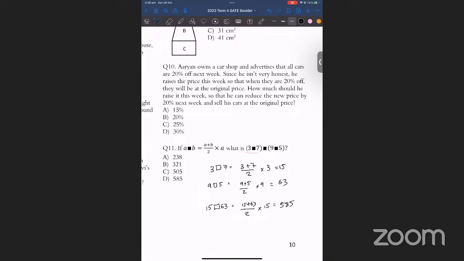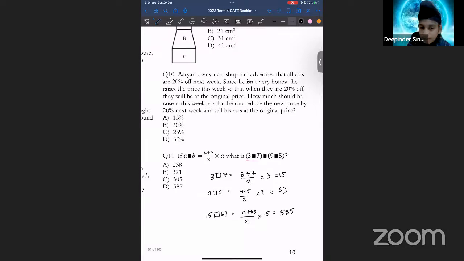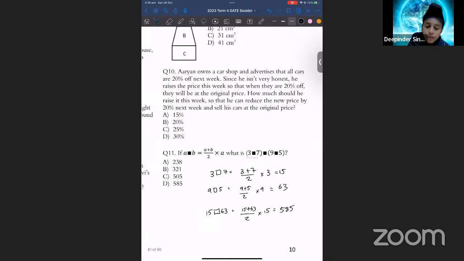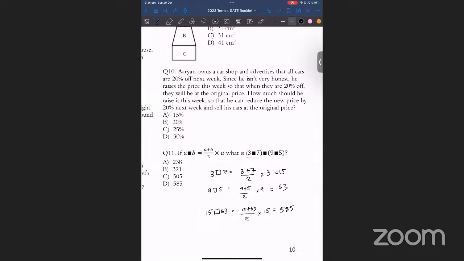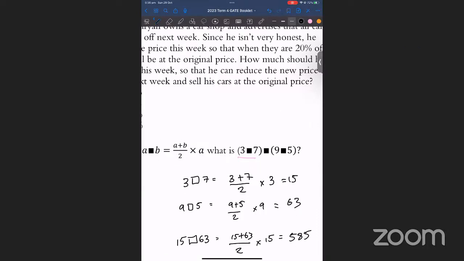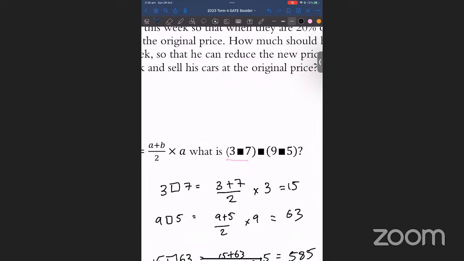All right. Question number 10. Excuse me, Melvin. Yes, Deepinder. Why do you have to do 15 box 63? Good. So do you see these brackets? When we solve it, we get 15 here, and then we get 63 here. And now that we've solved it, we still have to solve this box. So that's why it's 15 box 63.